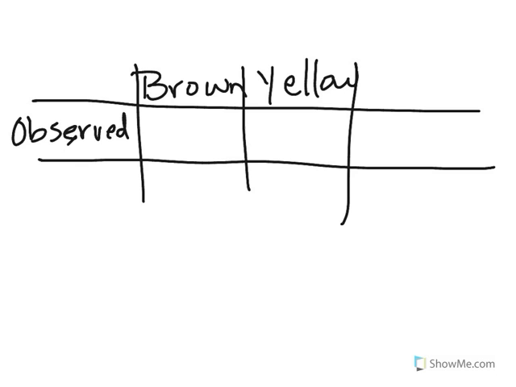We're going to call that O, and you're going to put what you observe. So if you observe 10 browns and 3 yellows or whatever it might be, that's what you're going to put. The other row that you're going to have here is what we call the expected count.